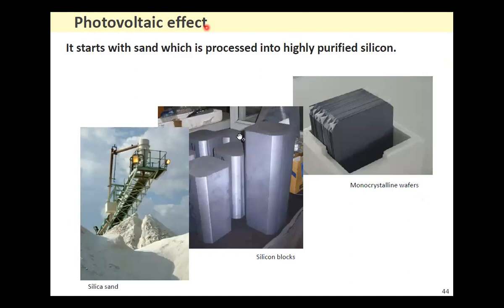Okay, so in this lecture, in this slide, there is an idea that this is the silica sand. From that sand, you make silicon blocks, and then you are able to make the monocrystalline wafers. This is more relevant to the physics theory, and I'm just giving you a brief highlight of these things, because if you are more interested in this theory, you can consult a physics course regarding PV technologies.